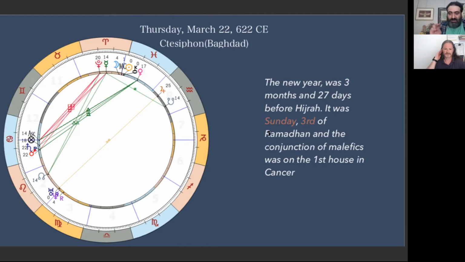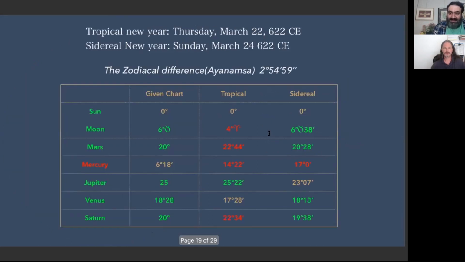You know, right. There are 2 mistakes. If we take the chart as correct, there are 2 actually unforgivable mistakes. It's not easy to forgive these mistakes. You know, the day of the week and the day of the month. 2 big mistakes. Right. But the fact is the tropical New Year is on Thursday and the sidereal New Year is on Sunday.